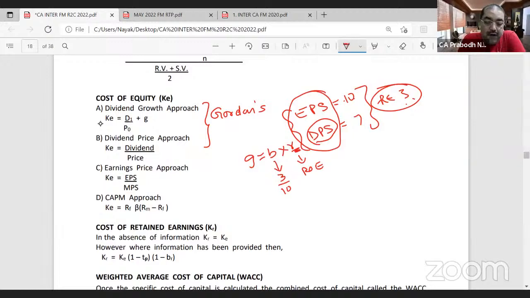Then you can calculate dividend upon price, where again price is your subscription value, your net issue, that is your proceeds from the issue minus the quotation cost. Earnings price approach, it is EPS upon MPS. Now here also I told you one more thing. What is that? This can be written as 1 upon P/E ratio.